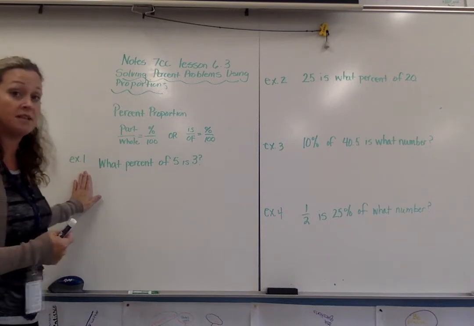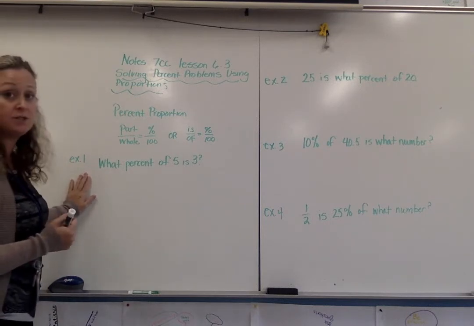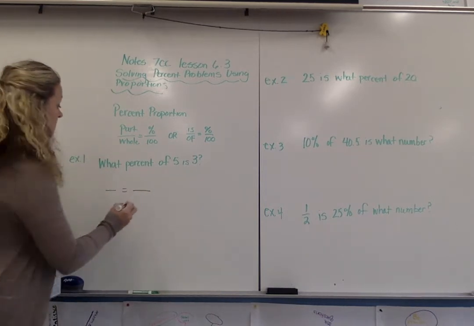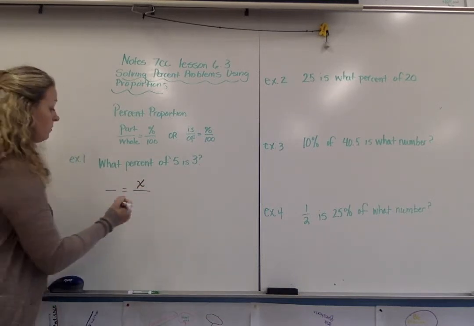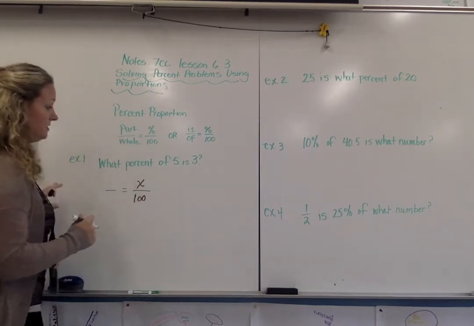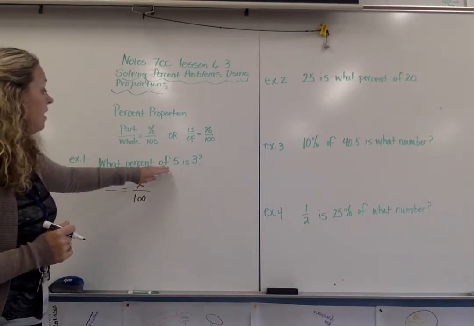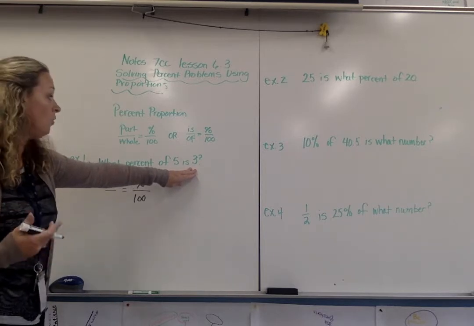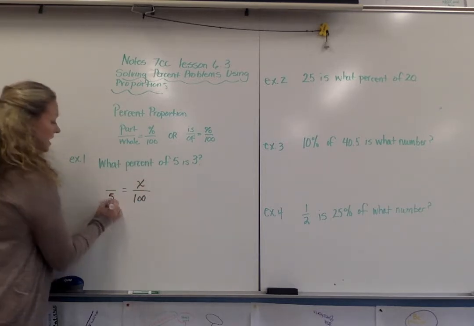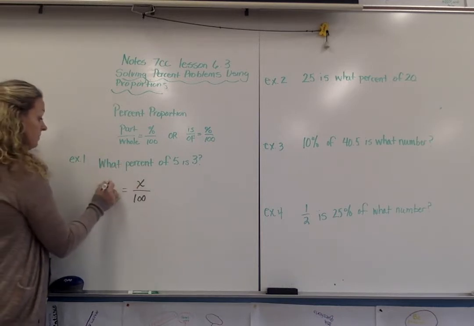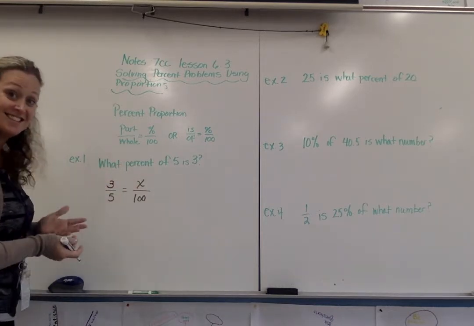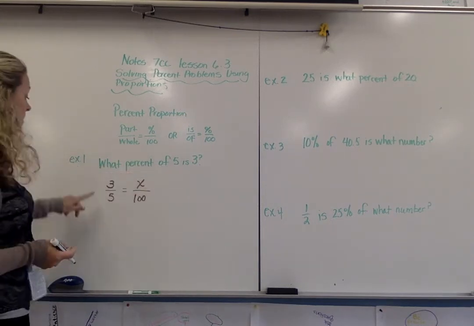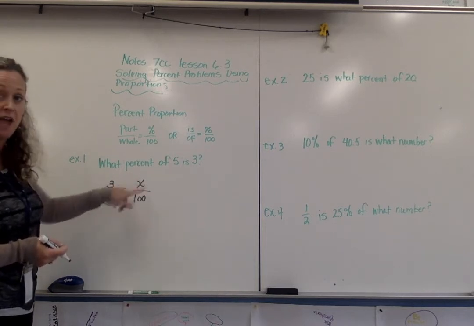In the first example, it's asking for what percent of 5 is 3. So I'm going to start with my proportion. It's asking for what percent, so I know that it is x, where the percent is. The 100 is always the constant. And then it's talking about what percent of 5 is 3. So the total that I'm looking at is 5, and the part that I'm looking for is the is. So this is part to whole. What part of 5 is 3. So my proportion is 3 over 5 is equal to x over 100.